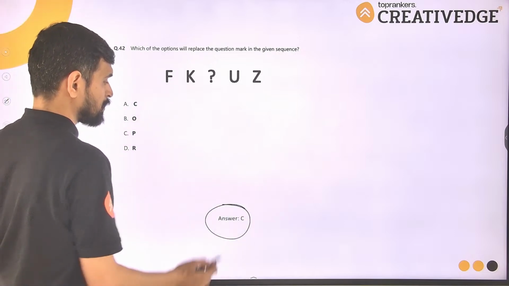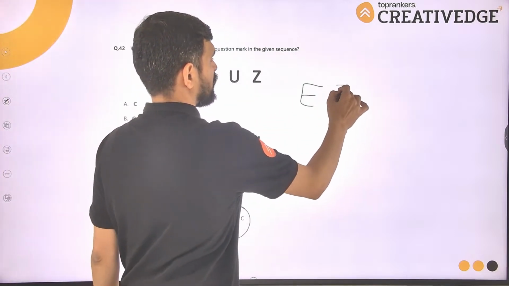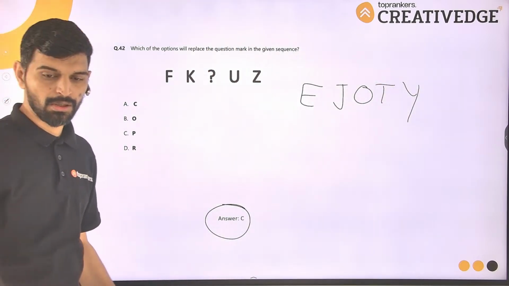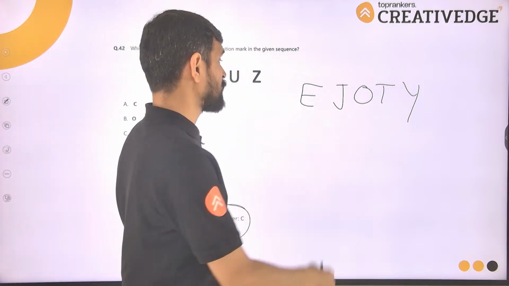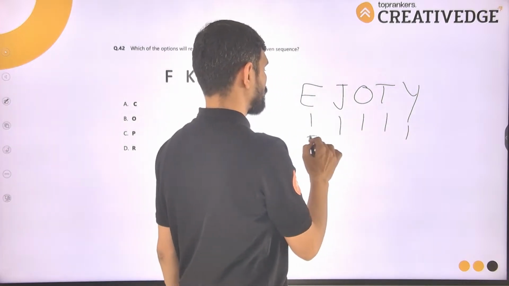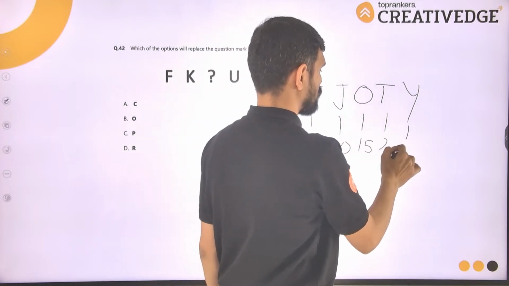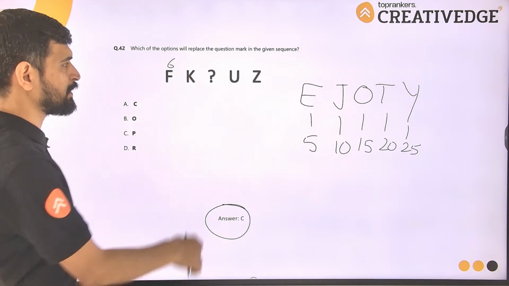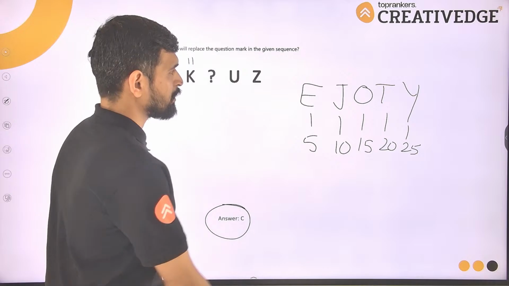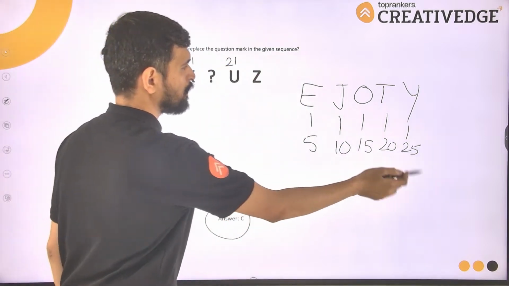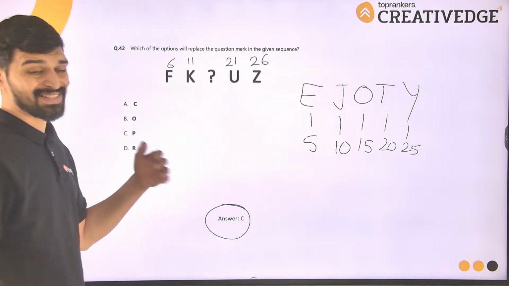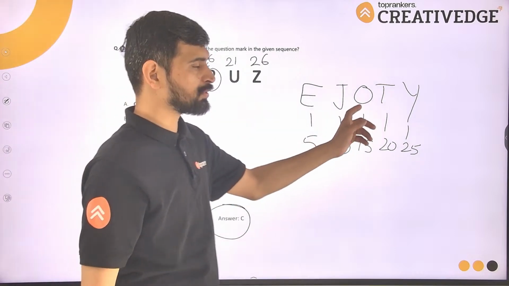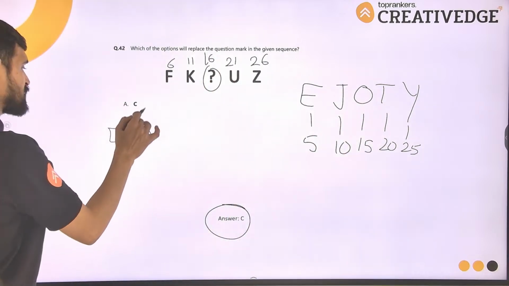Standard answer है. In case of coding, decoding, आपने अगर हमारा एनआईडी का वर्कशॉप देखा होगा, मैराथन देखा होगा, तभी ये बात हुआ था. E, J, O, T. 5, 10, 15, 20 and 25 है. So E plus 1 is F, so this is 6. J plus 1 is K, 11. Right. T plus 1 is U, 21. Y plus 1 is 26. So there is a gap of 5. So it must be 16th one, and 16th letter post O is P. That is our option C.